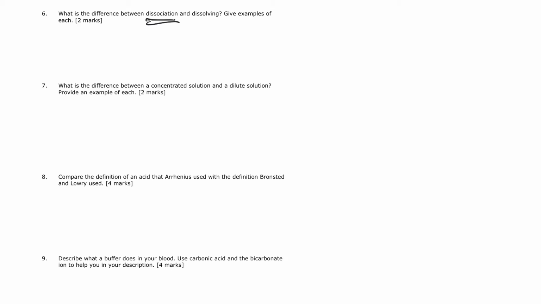For example, if you take calcium chloride and put that in solution, you're going to get calcium 2+ ions, and you're going to get 2 chloride ions. That's an example of a dissociation equation. So dissociation is a substance breaking down into its ions.